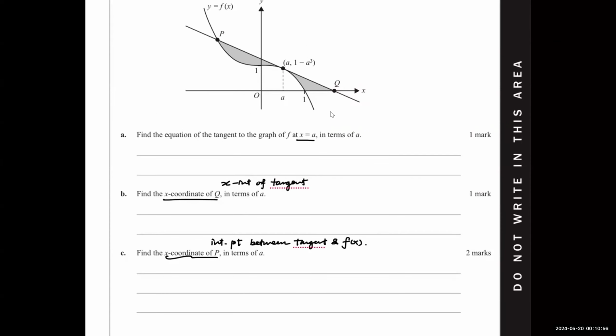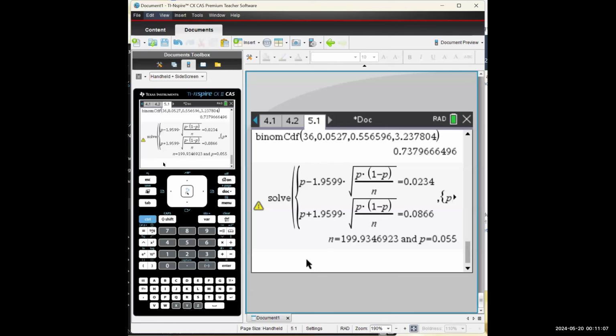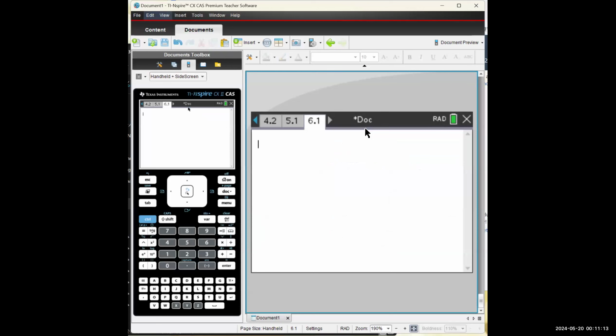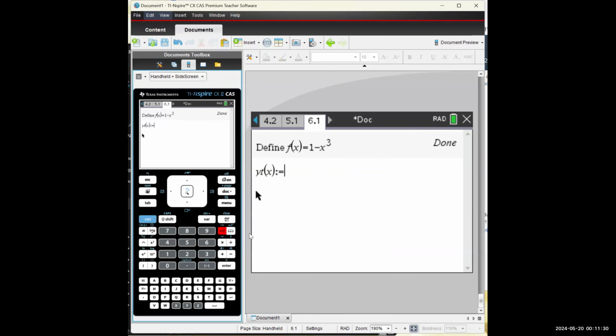So these are the parts. Now, we can actually do the 4 marks altogether by just using a couple of CAS calculator commands. So let's insert another problem and define f of x first. Define f of x equals 1 minus x to the power 3, if I'm not mistaken. And let's call this tangent: yt of x is assigned to menu 49, tangent line f of x, comma, x equals a.